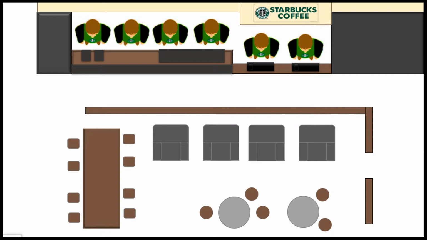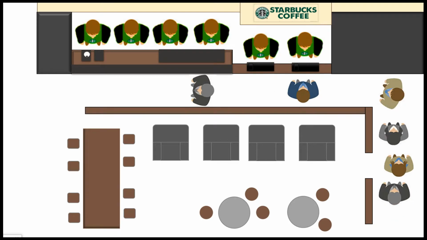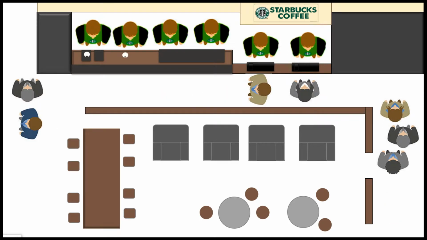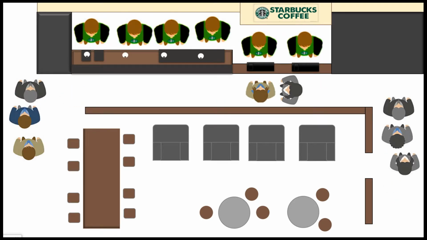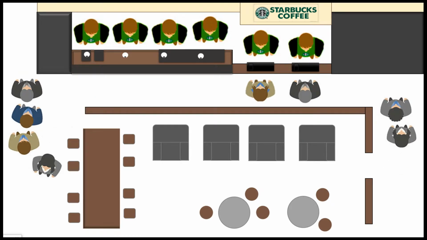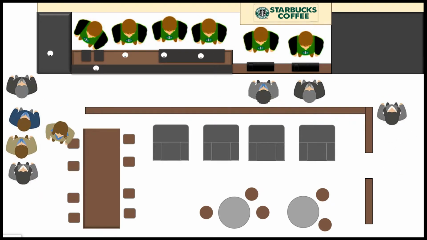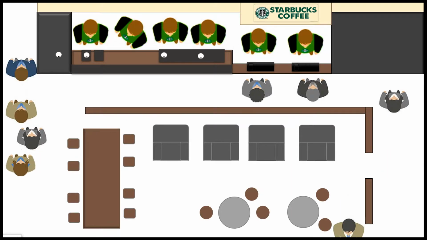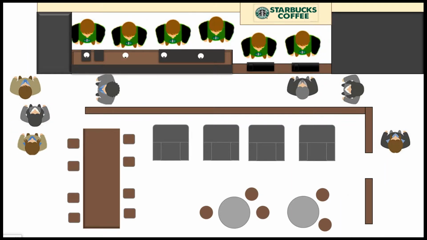Now let's simulate a full busy period. Notice that both registers service customers. However, only one cashier can service a customer at a time. Also notice that baristas can only process one order at a time. Customers may also enter their order queue and then later bulk.